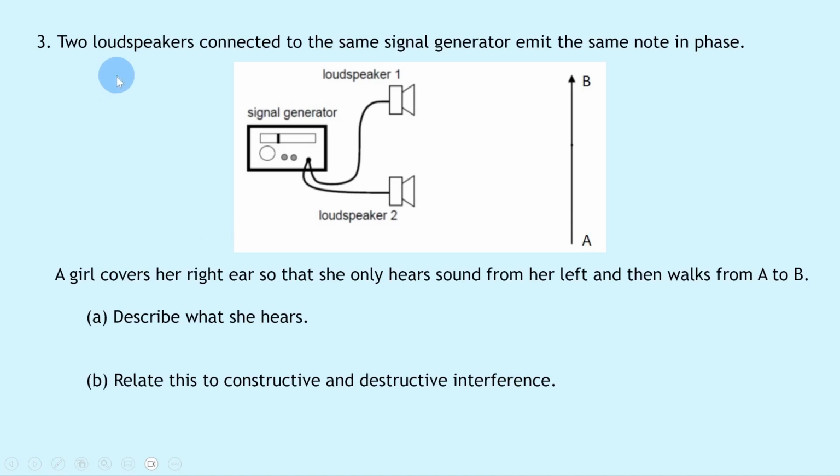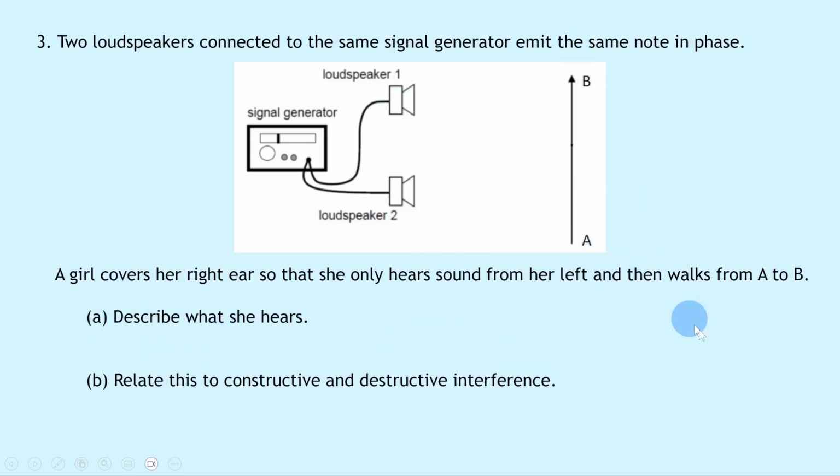Lastly, question 3 says 2 loudspeakers connected to the same signal generator emit the same note in phase. So you've got loudspeakers 1 and 2 here, both connected to the same signal generator, and we've then got points A to B labelled here. It says a girl covers her ear so that she only hears sound from her left and then walks from A to B. So the girl's walking from here to here listening to the sound. Part A says to describe what she hears.